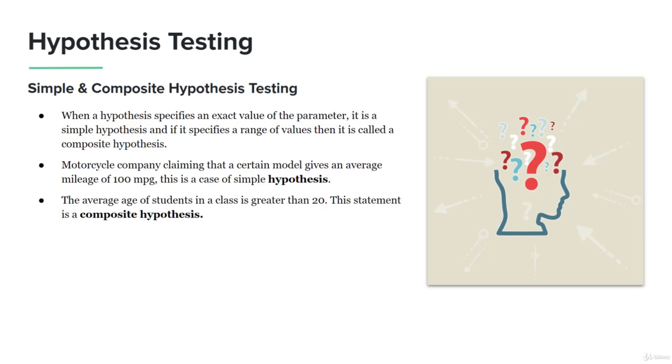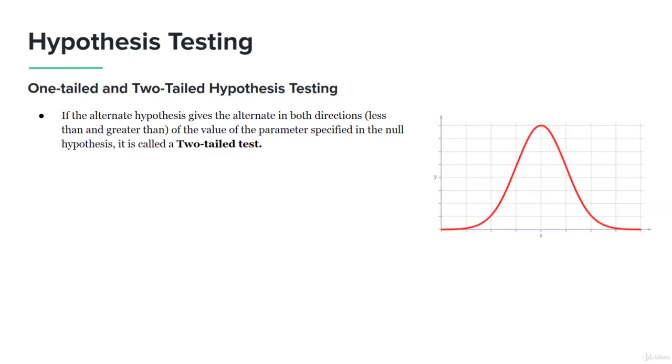And so another example here is the average age of the students in a class being greater than 20. So this statement is a composite hypothesis, right? So that's going to be the difference there as far as simple and composite hypothesis testing. We're looking at two different variables there, and really these two examples should give you the basic understanding.